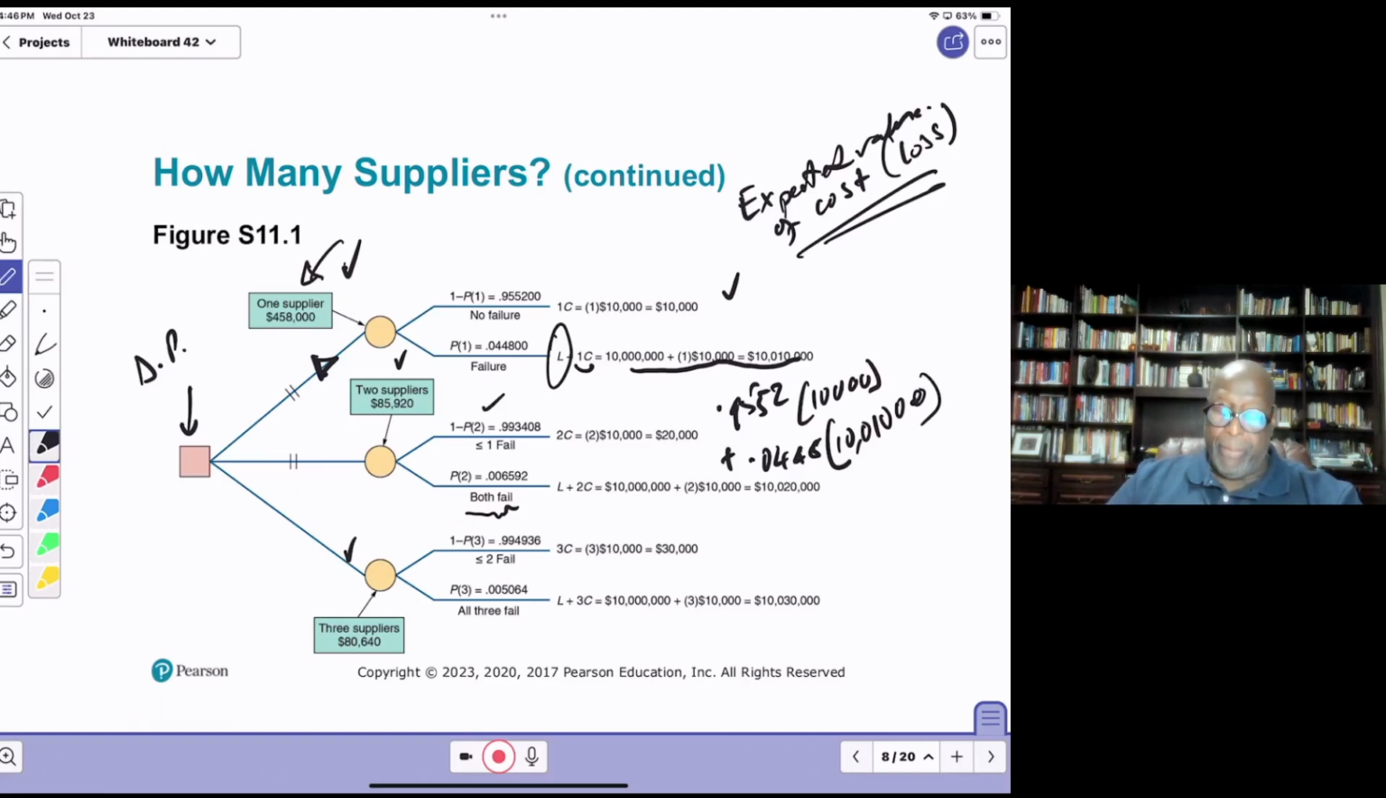So the complement of both of them failing is that one or less fail. All right, and then we do exactly the same thing here. Calculate our expected value and the expected value. So in this case, when you look at the expected values, this option has the cheapest cost. So it would be recommended that you actually have 3 suppliers for this particular situation.